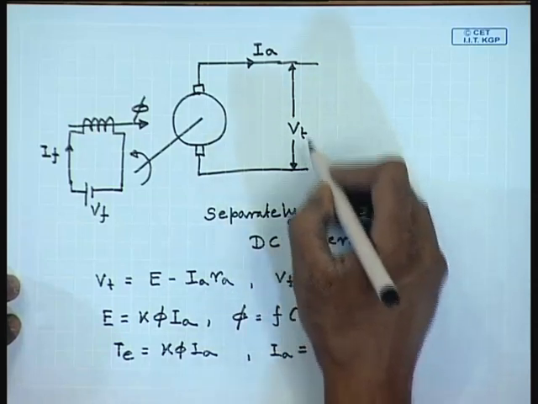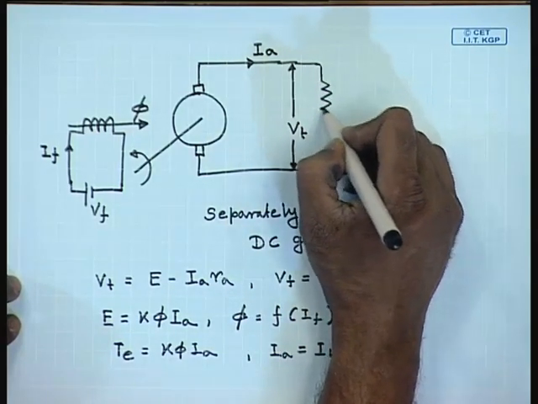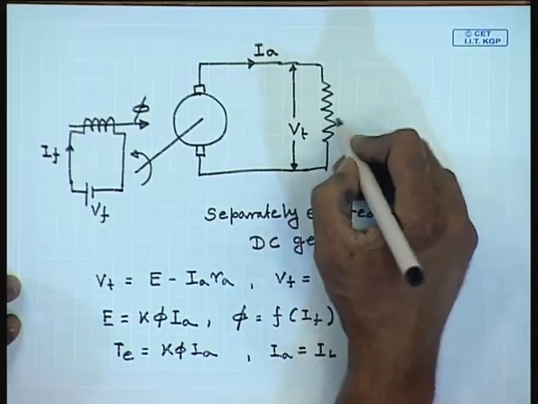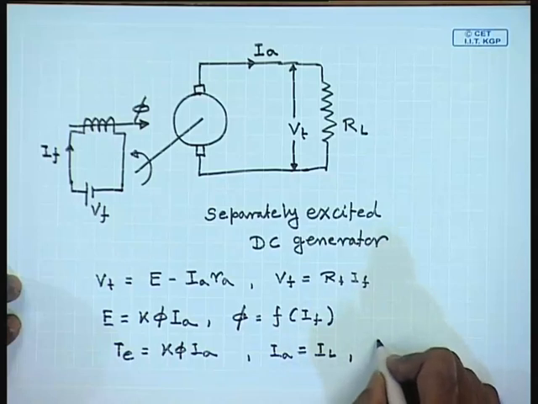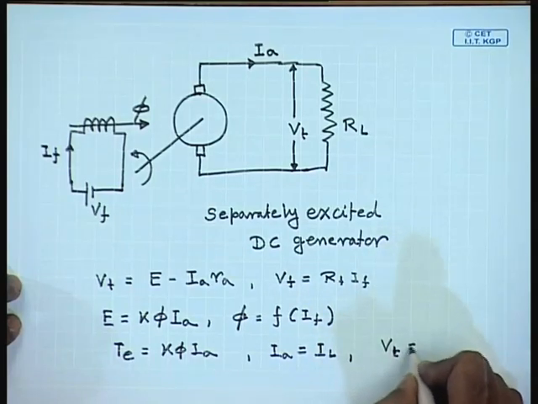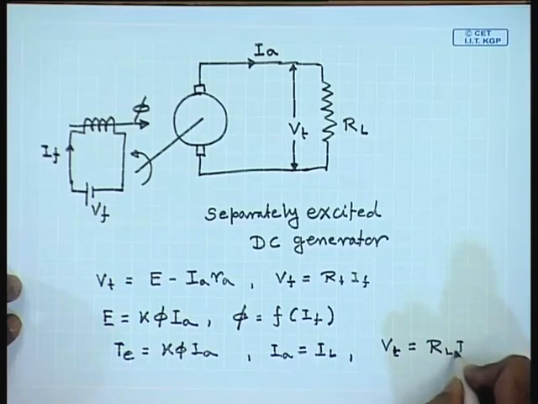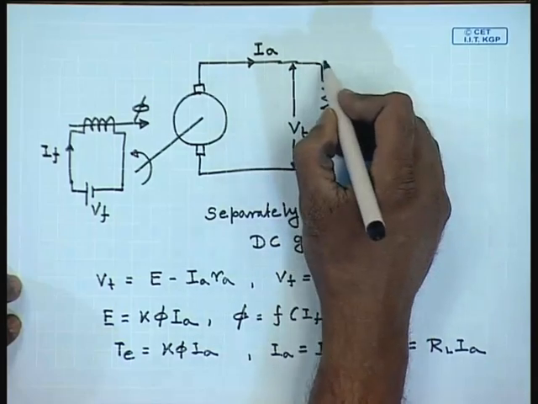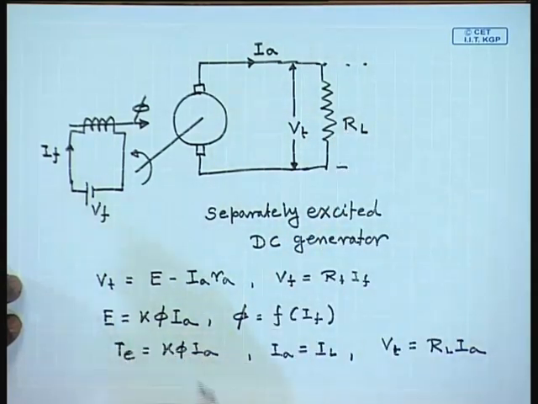It is to be noted that this generator can either supply a standalone resistive load RL, in which case we have the further relation Vt equal to RL IA, or it can be connected to a DC bus having a terminal voltage equal to Vt.